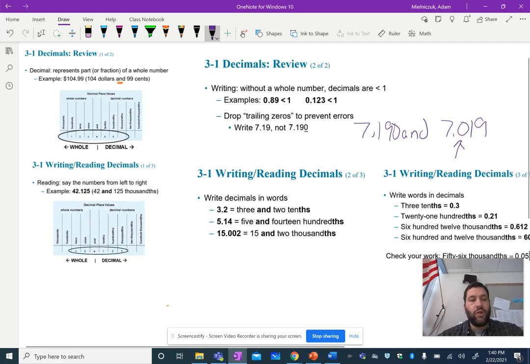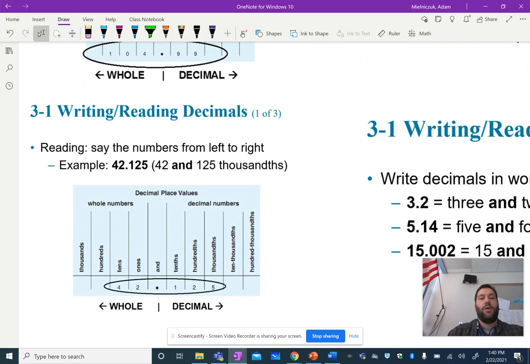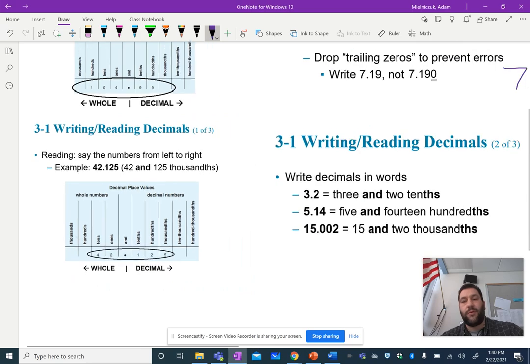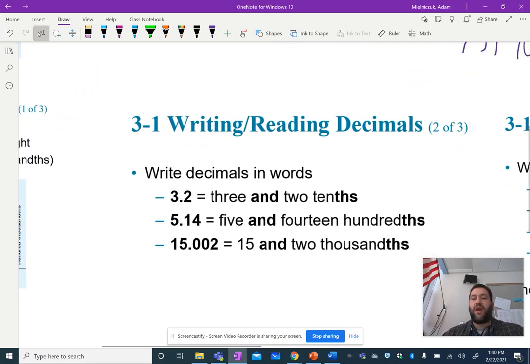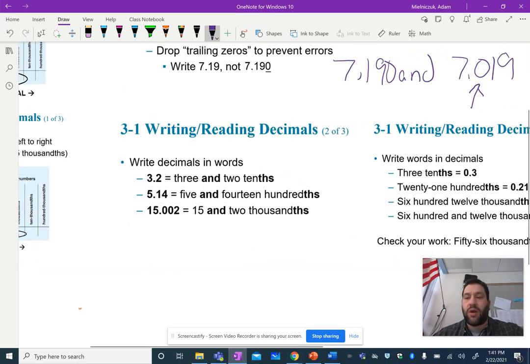Okay. Looking in the bottom left. Remember that we say numbers from left to right, just like we read a book. So for example, 42.125 would be 42 and the 5 is in the third place, which is thousandths. So we'd say 125 thousandths as our label. All right. Saying them in words again. So for 3.2, writing the decimal in words, we'd say 3 and 2 tenths, or 5 and 14 hundredths, or 15 and 2 thousandths. Always stopping at whatever place we are in.